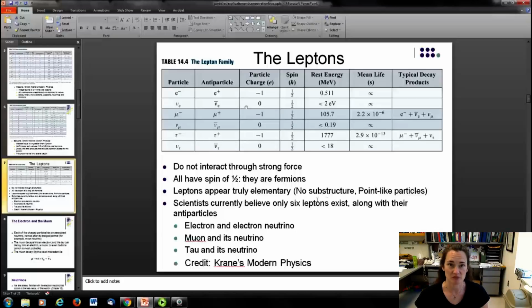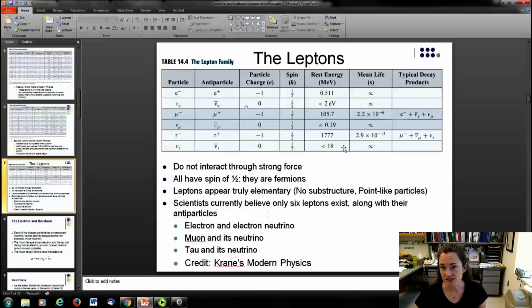You can measure the diameter of other things. For example, people have estimated the diameter of the proton. Scientists currently believe that only 6 leptons exist, along with their antiparticles. So there's the electron neutrino, the muon and its neutrino, and the tau and its neutrino.